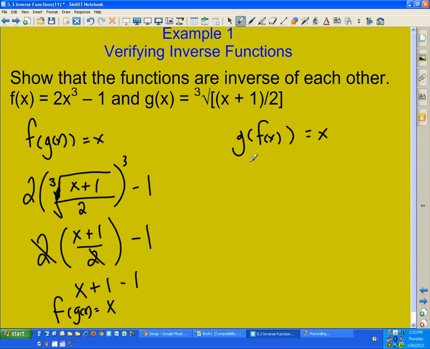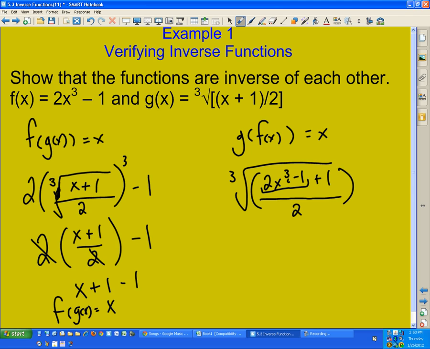Now if I flip it around, will it work the same? So now I'm going to put in f of x wherever I see an x in my cube root. So in my cube root, I have 2x cubed minus 1, plus 1. This is the x value right here, I'll just underline it. That's the x value, and then plus 1, and then all of that's divided by 2. So that's all underneath my cube root.